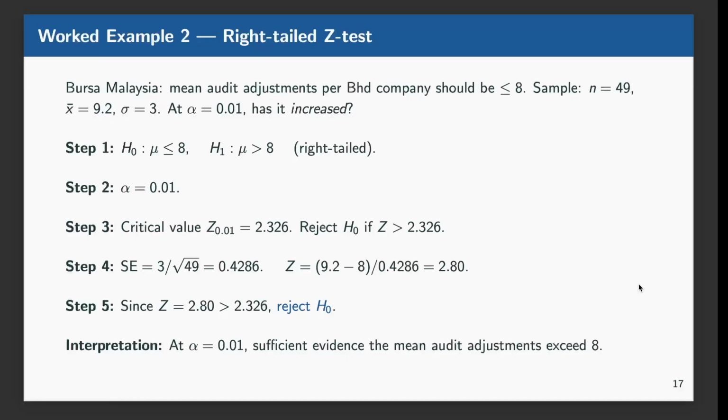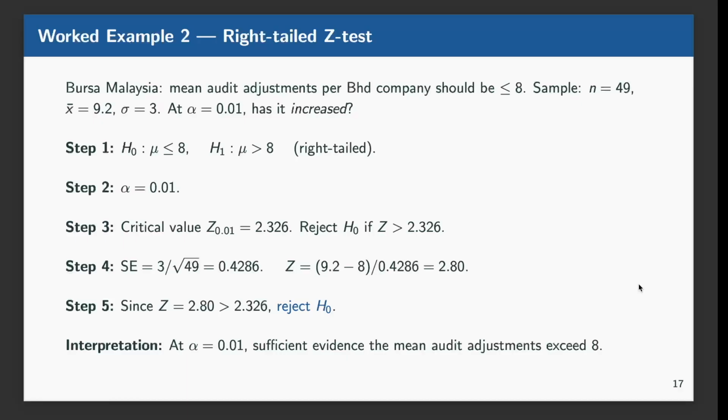Step 4. The standard error is 3 divided by the square root of 49, and the square root of 49 is 7, giving 0.4286. Z equals 9.2 minus 8, divided by 0.4286, which works out to approximately 2.80. Step 5. Since 2.80 exceeds 2.326, we reject H0. At alpha equals 0.01, there is sufficient evidence that mean audit adjustments genuinely exceed 8.